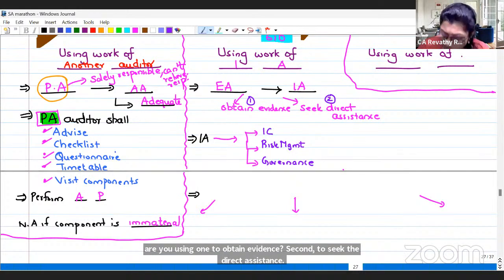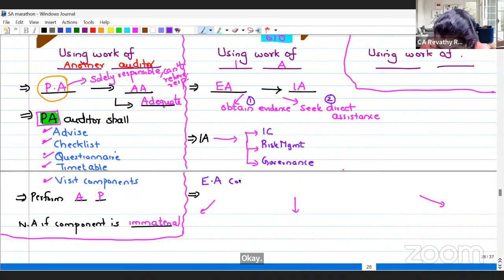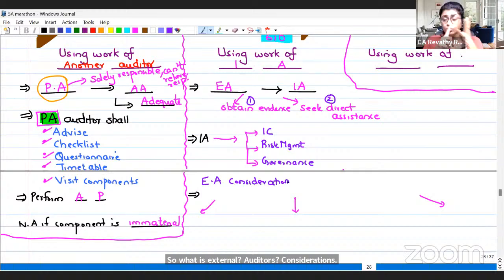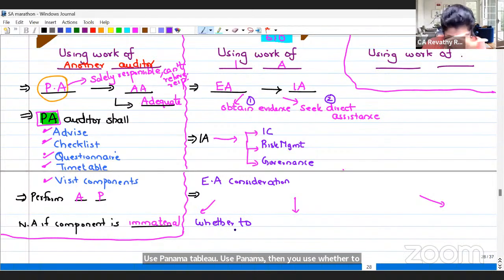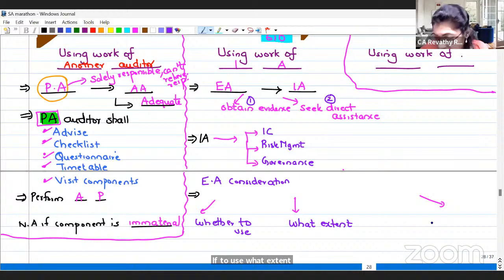Okay. So what are the external auditor's considerations? I will say it in 2 languages. Whether to use, and if so, to what extent. So the first consideration is whether to use. If to use, then the nature and extent, then you will use.